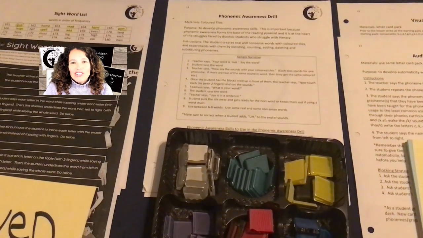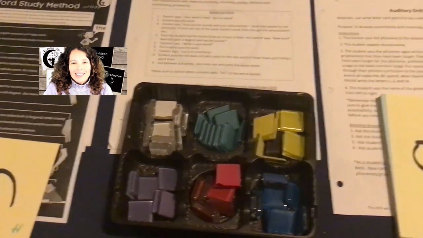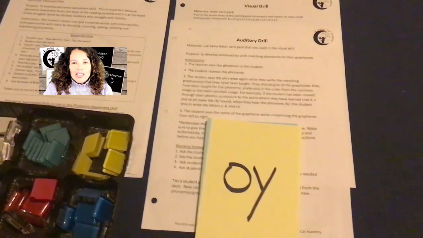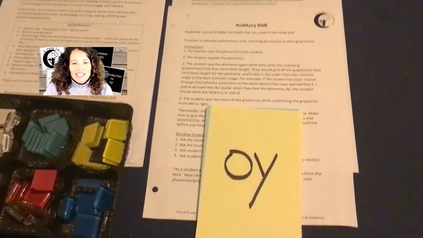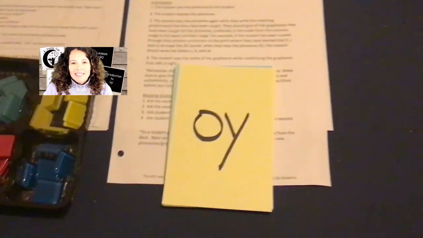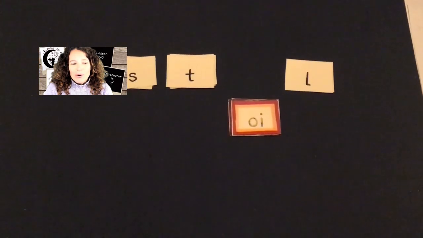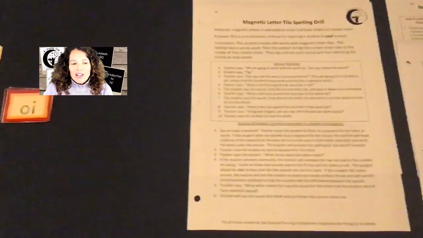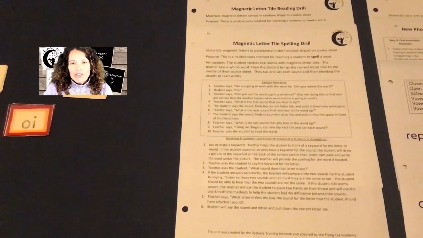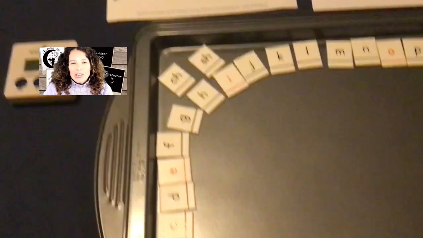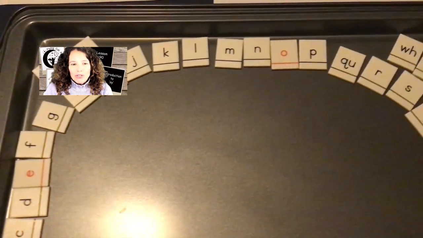For the phonemic awareness drill, you'll need the teacher instruction sheet and the colored tiles for the student. For the visual drill and auditory drill, you need the teacher instruction sheets and the student's card pack. We'll do a blending drill today, so you'll have to have this one all ready to go on the table. And for the magnetic letter tile drills for reading and spelling, you'll need the teacher instruction sheets and the cookie sheet with the letters spread in a rainbow shape for the student.